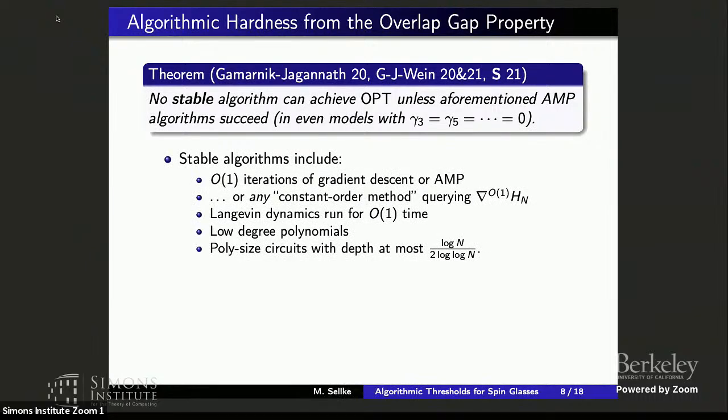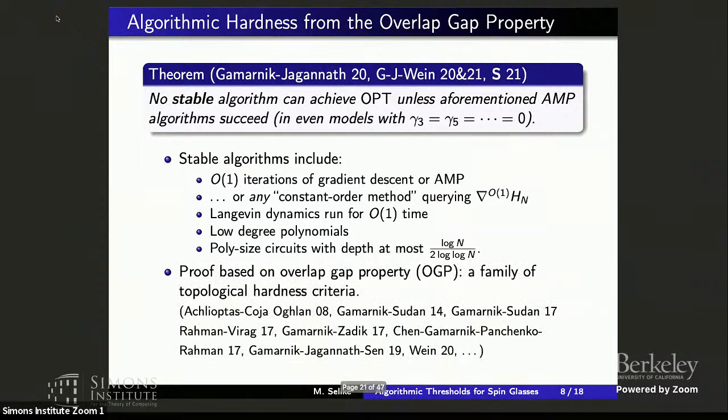Okay, so stable algorithms include a lot of things. They include a constant number of gradient descent or AMP iterations, Langevin dynamics, low degree polynomials, many things. And the proof is based on this overlap gap property that Bryce just talked about. It's a family of topological hardness criteria. There have been many papers on this kind of thing.